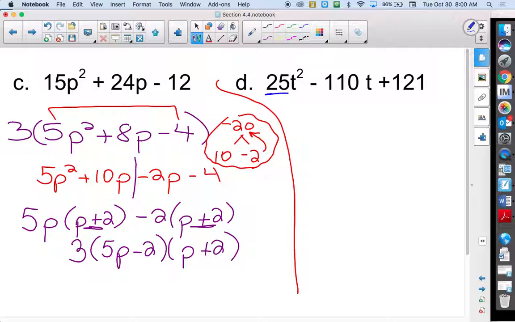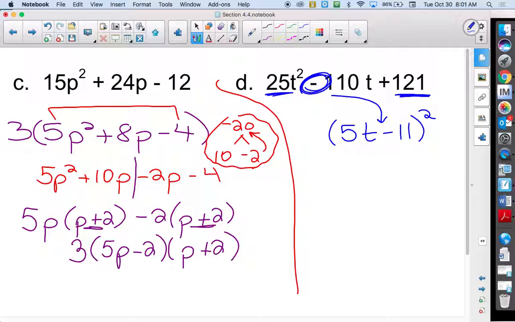They are. So 25 and 121 are perfect squares. So how would it factor, Brandon? And then the little square outside. And it's a minus sign because there's a minus sign in the middle there. So 5t minus 11, and then the square outside.